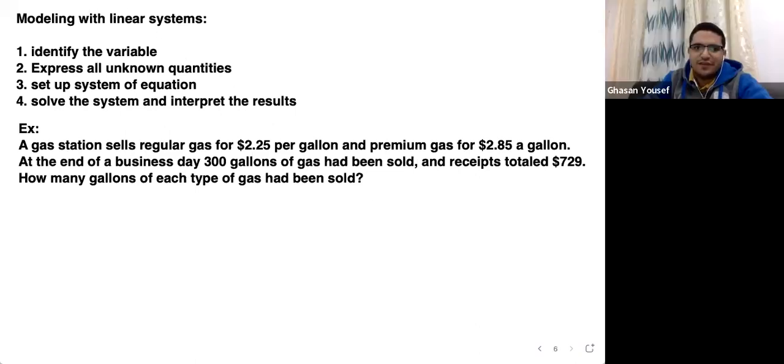Nice, thank you. So I have a gas station. This gas station sold two kinds of gas: the regular gas, and also the premium gas. The regular gas they sell for $2.25 per gallon, and the premium gas for $2.85 per gallon. One business day they sold 300 gallons, and that day the manager of the gas station got $729. So the question is, how many gallons of each type of gas had been sold in that day?